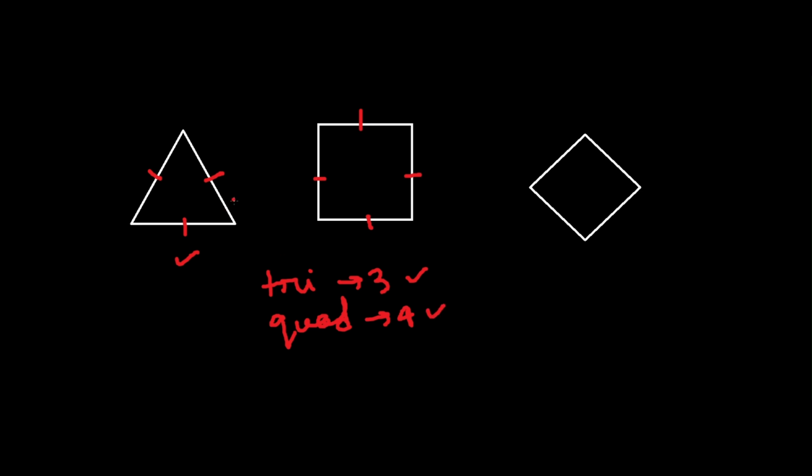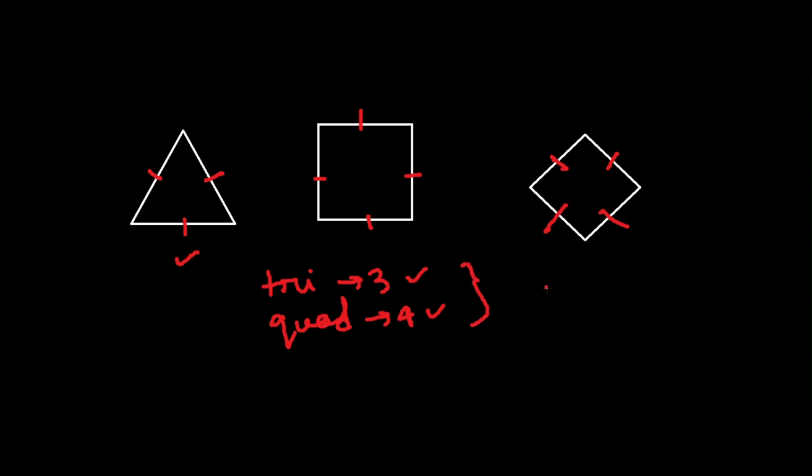This number signifies the number of sides in the polygon. So we can see in a triangle there are 3 sides, that's why it is known as triangle. In a quadrilateral there are 4 sides, that's why it is known as quadrilateral. I hope you guys have understood what this figure is called. This is also a quadrilateral because it has 4 sides.